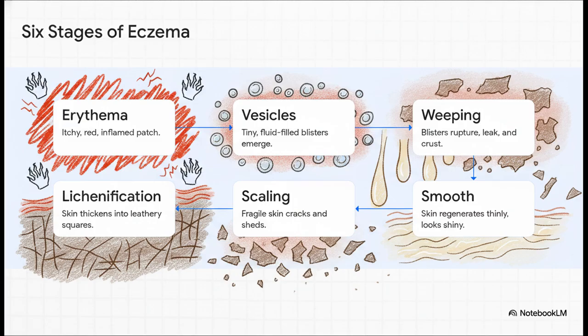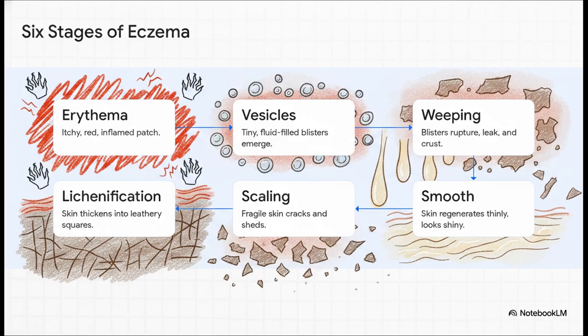Stage 1 is erythema, basically an intensely itchy, red, inflamed patch. Then comes Stage 2, vesicles, where these tiny, fluid-filled blisters pop up on that red base. Stage 3 is weeping. That's when those blisters rupture, leaking fluid and crusting over. Stage 4 is smooth, a temporary phase where the regenerating skin looks thin and almost shiny. Stage 5 is scaling, where that fragile skin cracks and flakes off like bran.